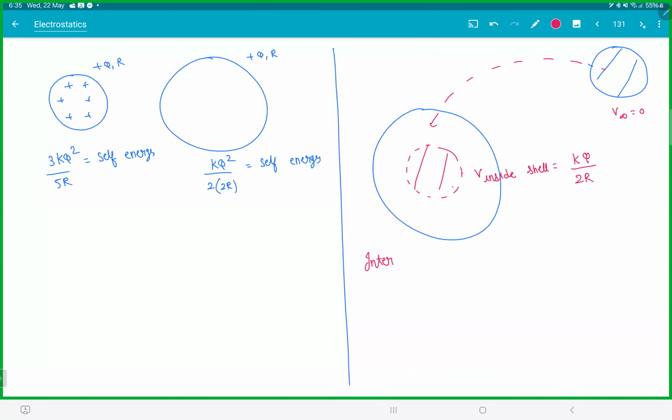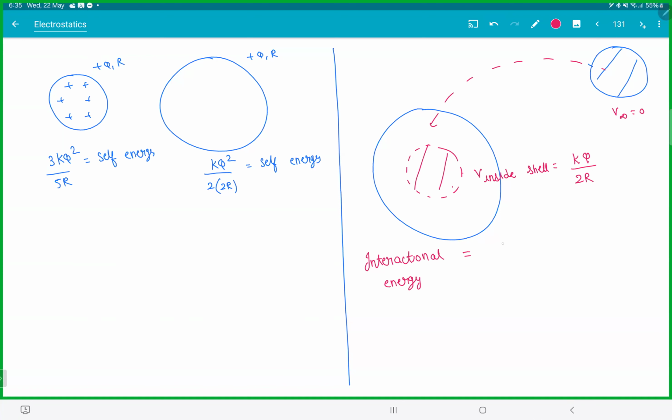So after assembling the systems, when you try to bring the solid sphere inside the hollow sphere, they will repel each other, right? The hollow sphere won't let the solid sphere come inside. Meaning, assume somehow it is just coming inside. So interaction energy. This third part is called interaction energy. This is the energy required to bring the solid sphere inside the hollow sphere. You can do vice versa. You put the solid sphere and bring the hollow sphere.